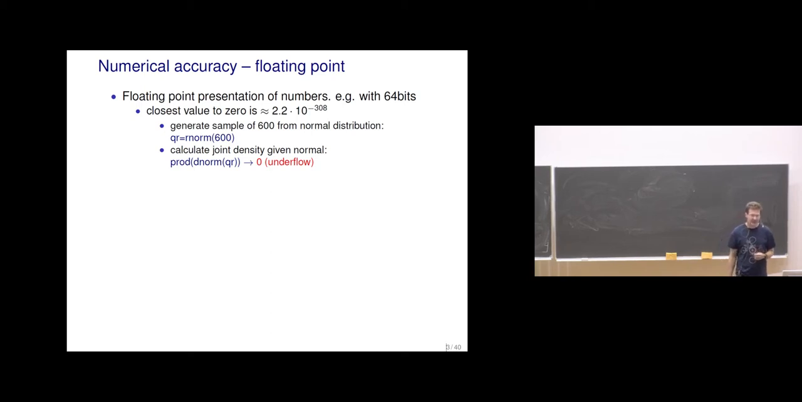Well, in the case of this 64-bit floating point representation, we have the possibility of underflow. The closest value to zero is shown there. It is very small, but when we are working with these unnormalized densities, we actually often see very small or very large values, getting underflows or overflows.